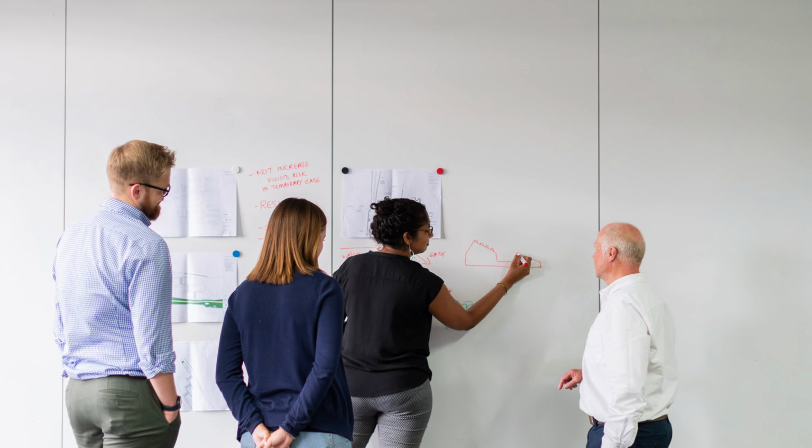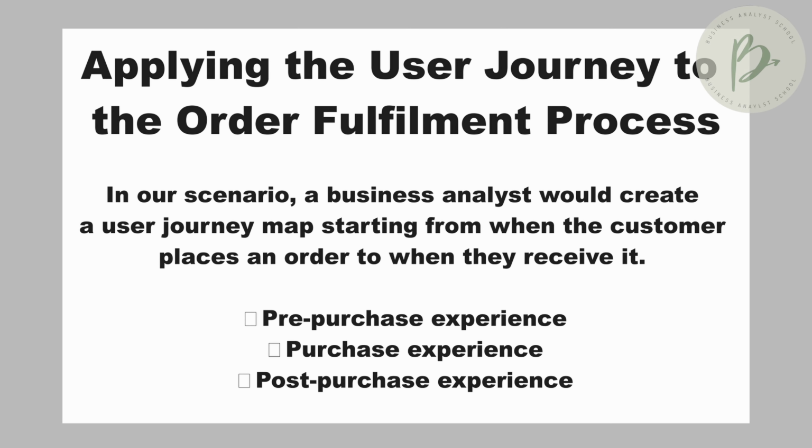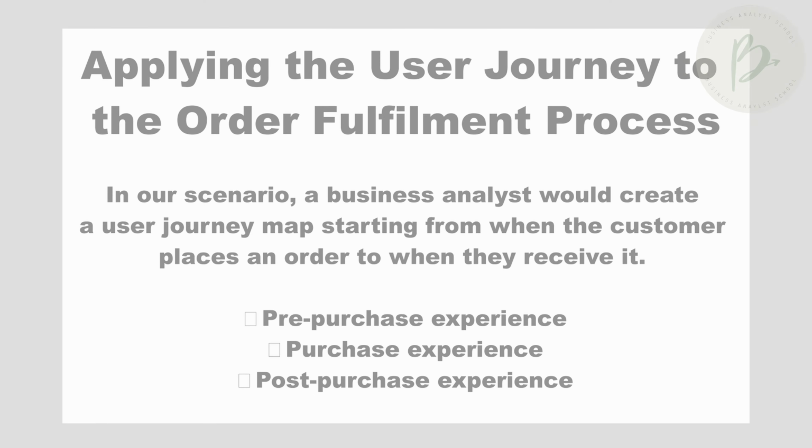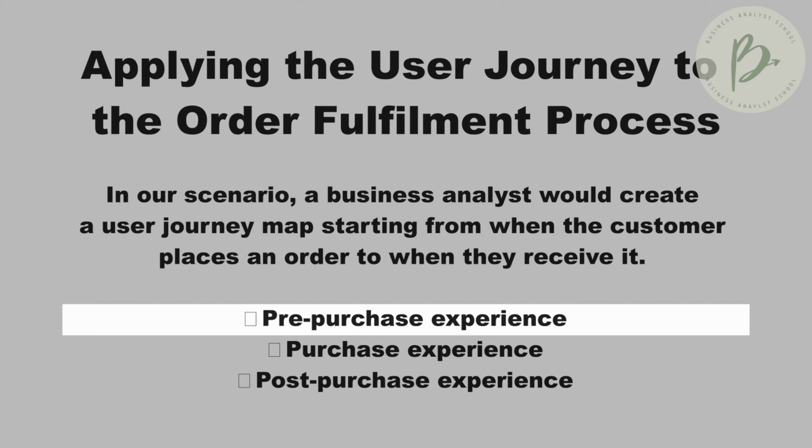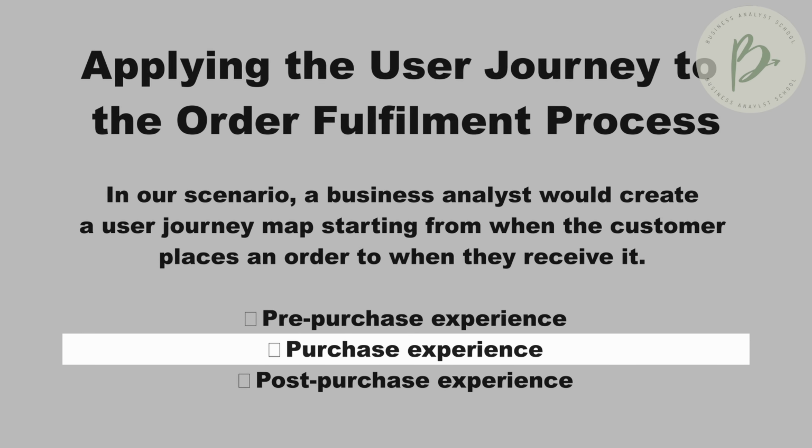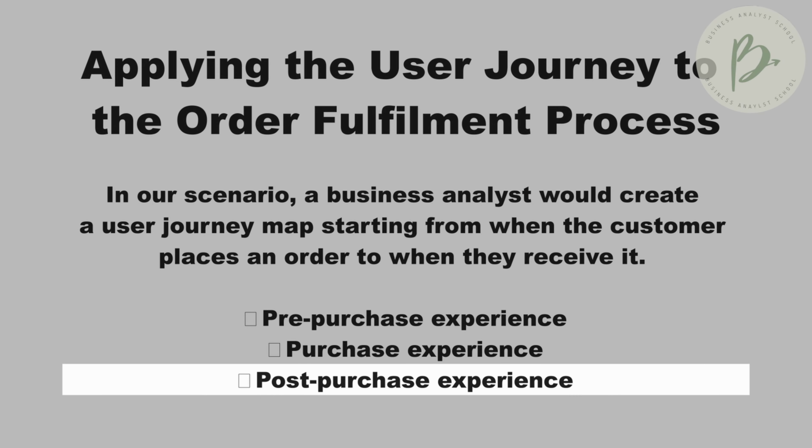Now, let's look at applying the user journey to this order fulfillment process. In our scenario, the business analyst will create the user journey map starting from when the customer places the order to when they receive the order, like I mentioned before. The customer journey will include the pre-purchase experience, which includes browsing the website, product selection, and adding items to the cart. And then the purchase experience will include the checkout process, the payment, the order confirmation, things like that. And the post-purchase will include order processing, shipping, delivery, and post-delivery support if needed.